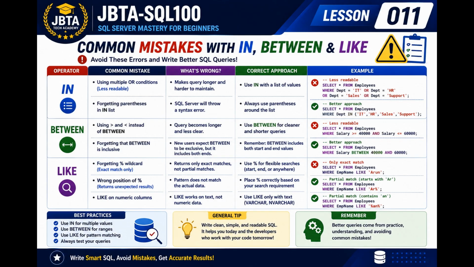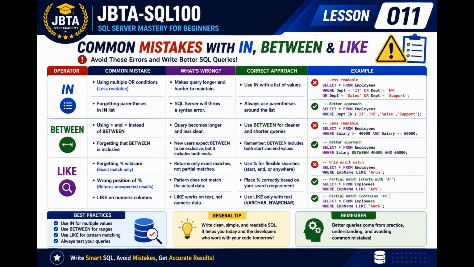Next, let's talk about the between operator. Many beginners think the between operator excludes the starting and ending values. But that's not true. The between operator is inclusive. That means both the starting value and the ending value are included in the result. Always remember this when you're filtering numbers, dates, or other ranges.